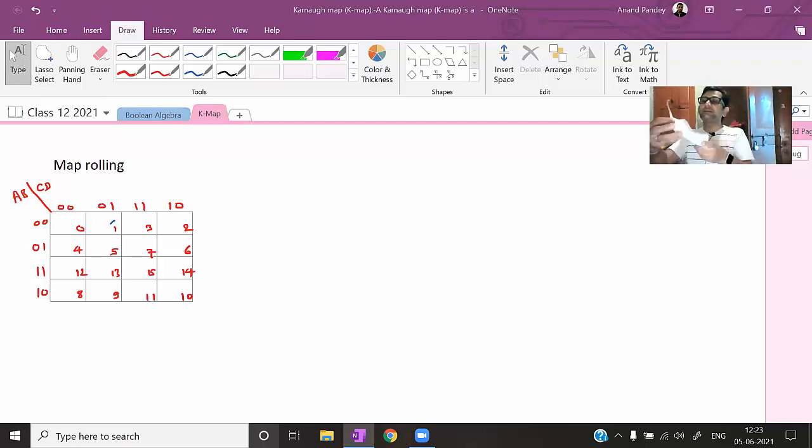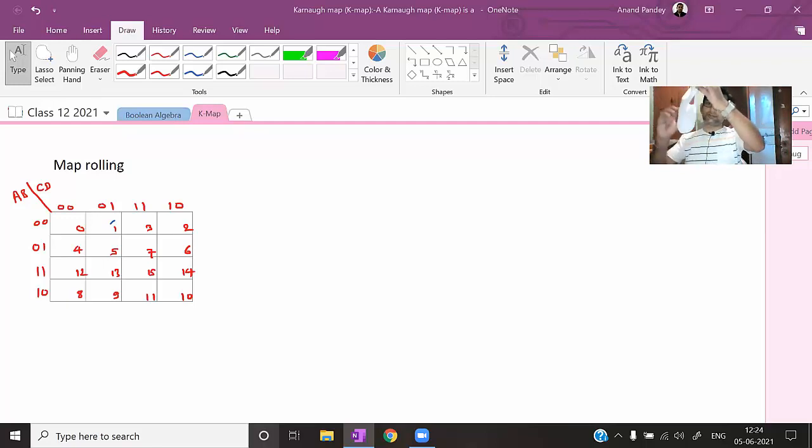Like this, you can bring the top and bottom edges also together by rolling them. The top and bottom edges can also be brought together, that can also be rolled like this. Okay, it should be clear. So the map can be rolled horizontally and vertically. As per the requirement we can roll it, simple, like rolling a page.